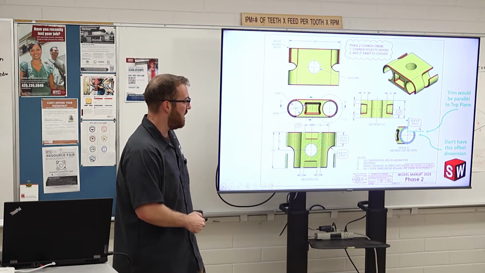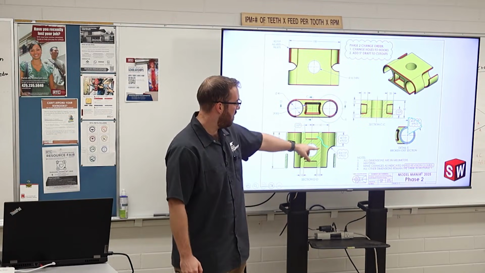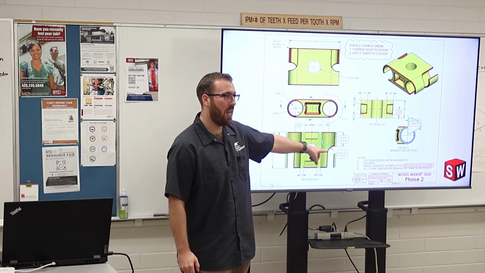So you can gut check that if you think about it for a bit and say, this probably doesn't feel right. Instead, the approach we're going to take is we're going to create a cut just like you see here in detail E, that broken out section view. And we're just going to cut all the way up through to the 40 millimeter dimension there that's illustrated as typical in 4 places.